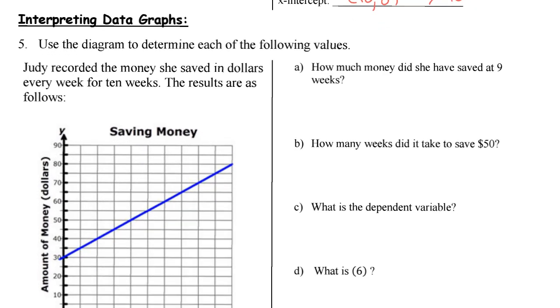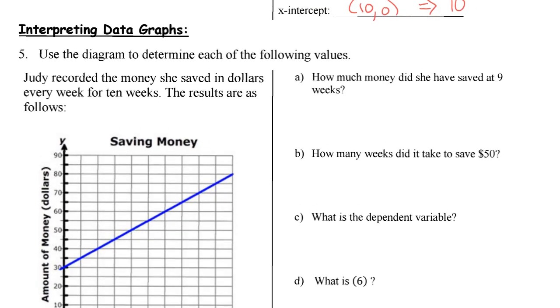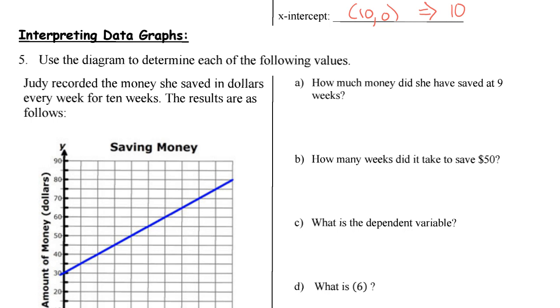Okay, and now finally, with this question right here, we're going to interpret some of the data in graphs. So we're going to use the diagram here to answer these questions. The question says that Judy recorded the money she saved in dollars every week for 10 weeks. So the results are as follows. There's her graph right there. I'll move this up just a little bit more.